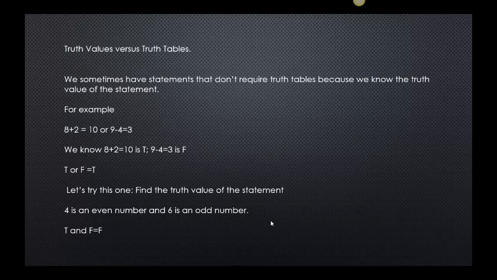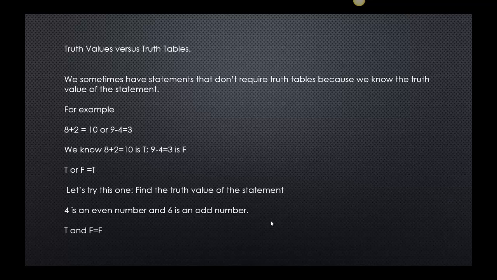Okay. Let's talk quickly about truth values versus truth tables. Sometimes we have statements that don't require truth tables because we know the truth value of the statement. So for example, 8 plus 2 is 10, or 9 minus 4 is 3. We don't have choices there. 8 plus 2 is 10. That's true. 9 minus 4 is 3 is false. It'll always be that way. So I don't need a truth table when I know the value of a statement.